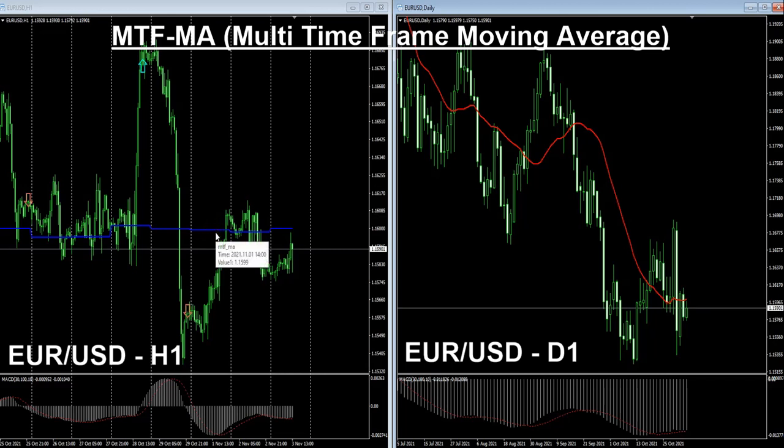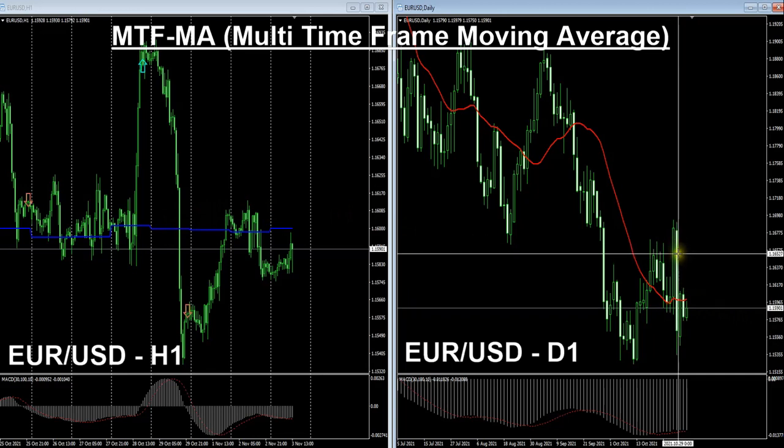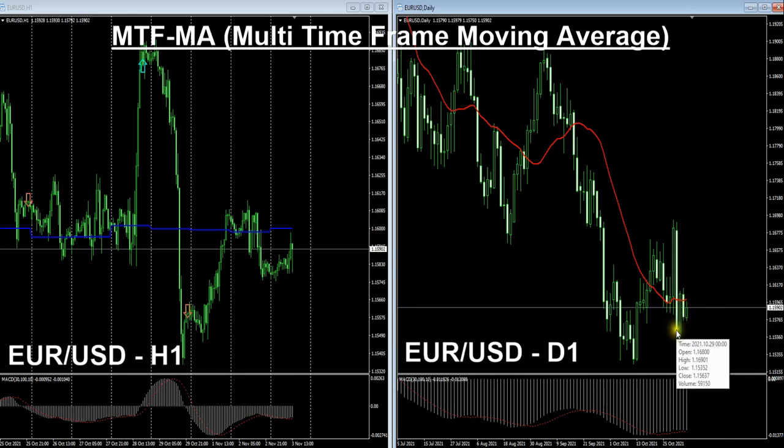I hope it does, but it might not. We'll look at one more example. This was Friday, so this big bar here was Friday. Price started way above the 20 simple moving average and closed quite considerably below it. If we go over to the 1 hour chart, you'll see that price started quite considerably above and ended quite considerably below this blue line, the 20 simple moving average.